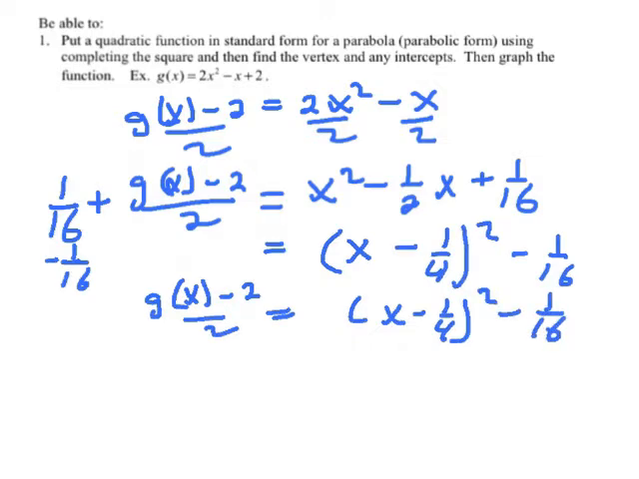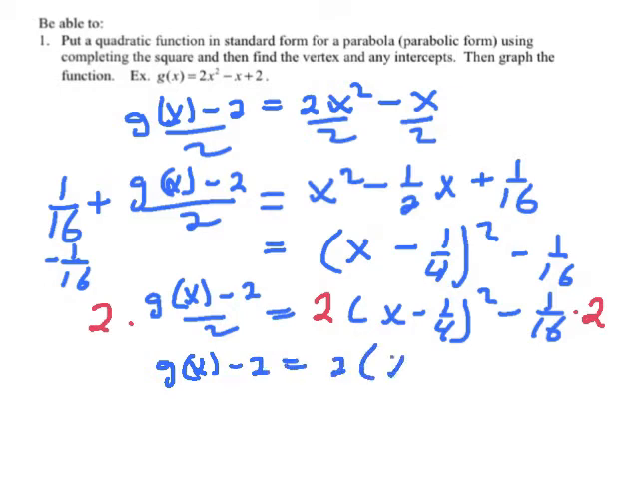Next, I need to get rid of this divide by 2. So I'm going to multiply by 2 on both sides again. I'm going to times it here by 2. And I'm going to multiply this by 2. And I'm going to multiply this here by 2 as well. Alright, so now that's going to give me g of x minus 2 is equal to 2 times the quantity x minus 1/4, the quantity squared, and I'm left with 1 over 8 on this side.